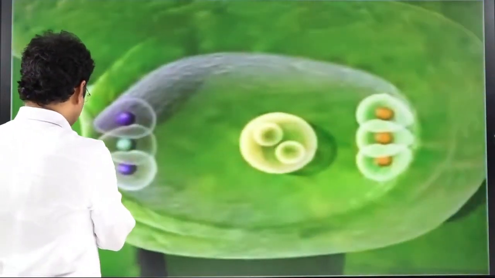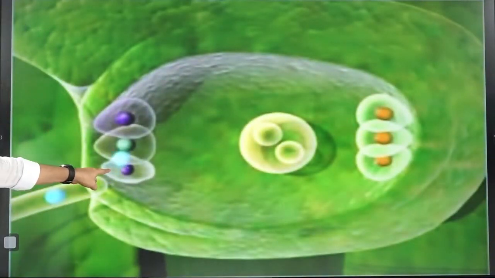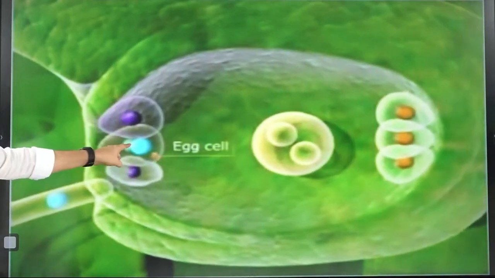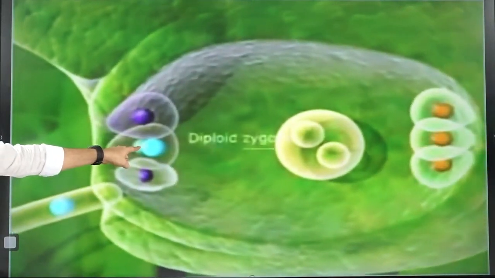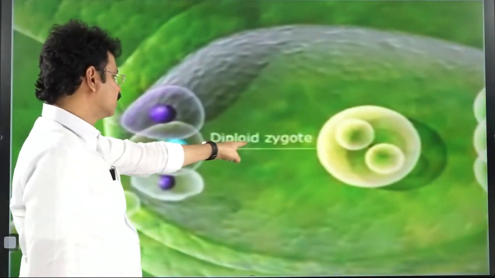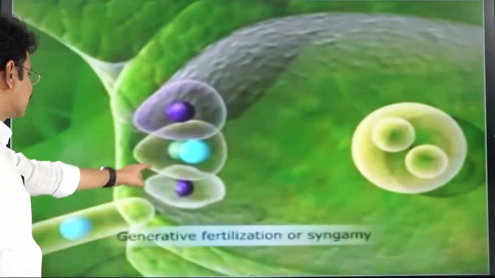The pollen tube carries both the male gametes. One male gamete is discharged into the synergid and finally reaches the egg. The blue colored one is the male gamete fused with the egg cell, giving rise to a diploid nucleus. The name of the diploid cell is the zygote. Syngamy is completed here.